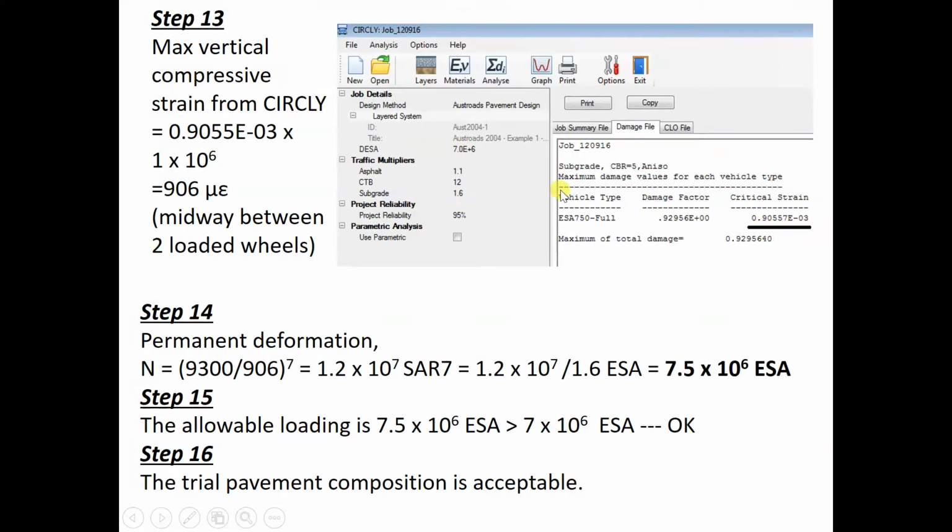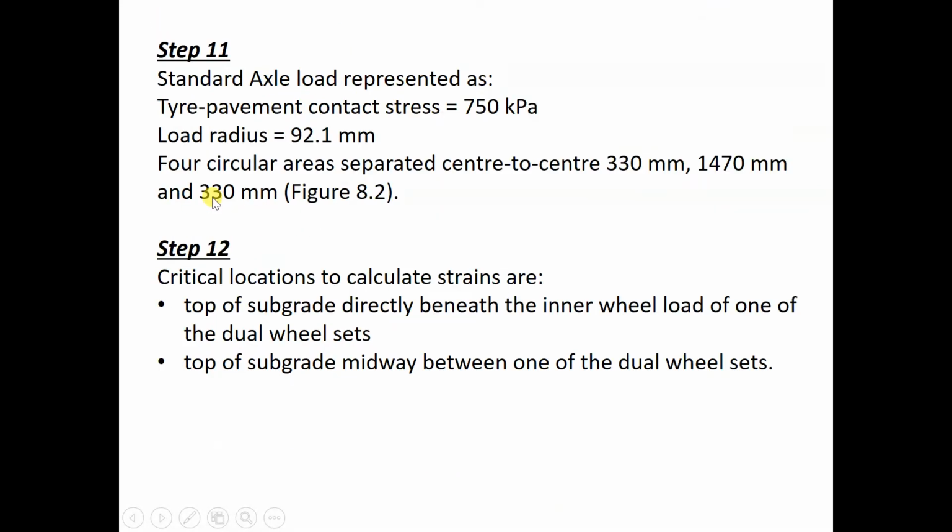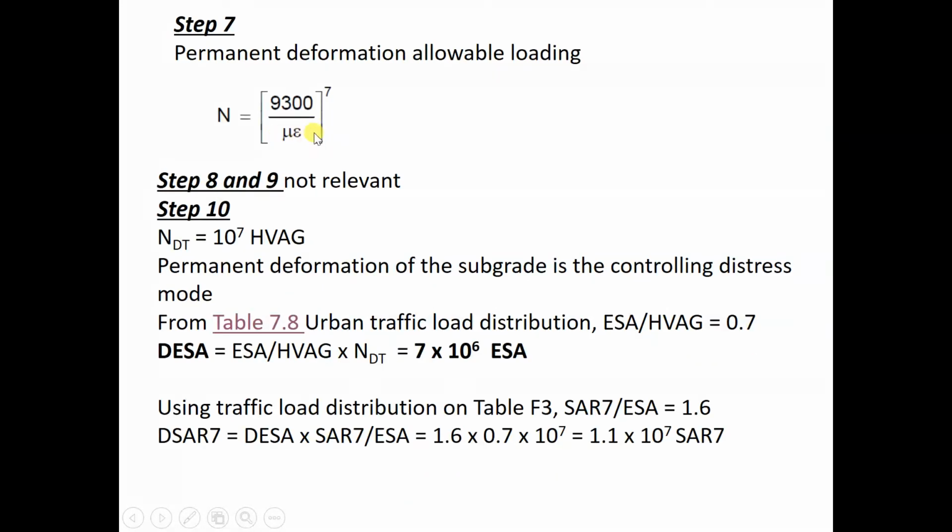For this example, we're going to run the software for the critical strain, which is the strain we need to change to microstrain. So the strain is 0.90557 times 10 to the power of minus 3. When you multiply by 1 times 10 to the power 6, it becomes microstrain, 906 microstrain. So this is the 906 microstrain.